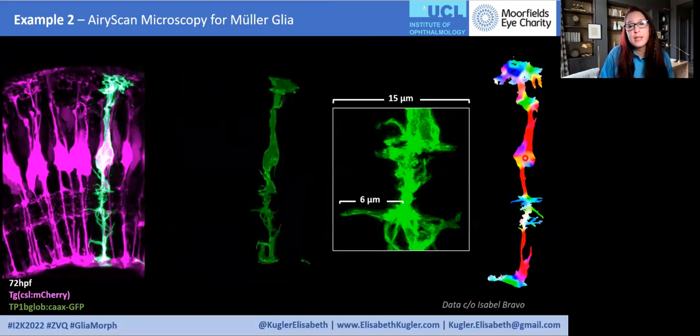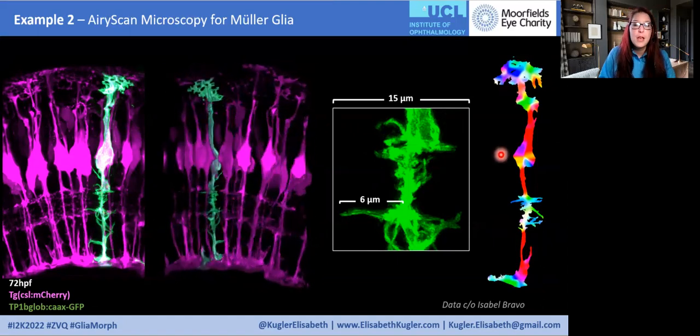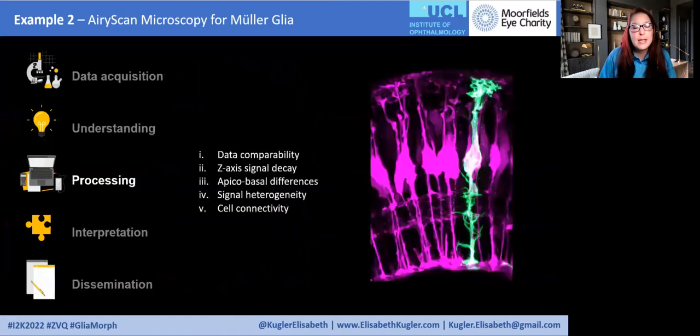And this is one example of a quantification. In this case, we analyze different orientations. But all of this is hugely important because obviously these data present us with different challenges. One issue is data comparability, because we work in the retina, which is a very round tissue. We have this problem of Z axis signal decay, which I mentioned when you have a point or confocal type illumination. And we have these apical basal differences within the cells that also come with signal heterogeneity. And laterally, we have the cell connectivity, which makes it very challenging to extract individual cells.